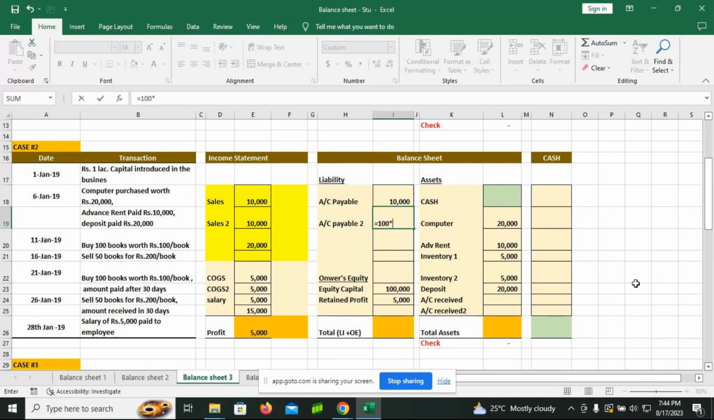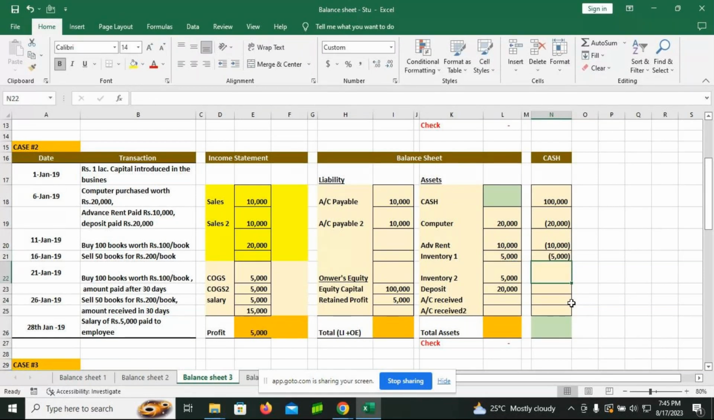100 into 100. So now I have to check for the cash. So equals 1 lakh, that is my equity capital. So computer equals minus, I'm going to take, why? Because I'm spending the money here, equals minus advance amount, again equals minus inventory.